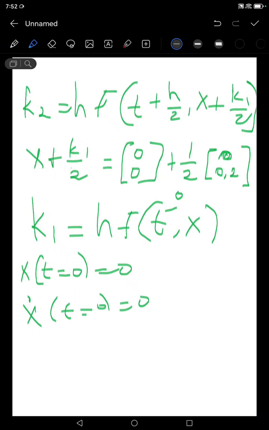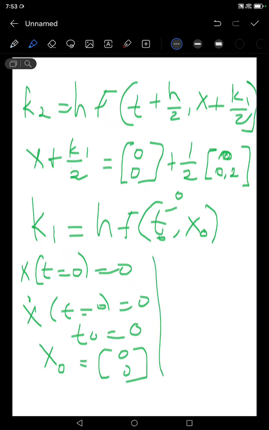Even on this x, remember we have the x1 and x2, so we're going to write our x in vector form. Let's say this one is t0 and this one is x0. So our t0 is going to be 0, and our x0 is going to be 0, from the initial condition. So what we're going to do here is start by focusing here.